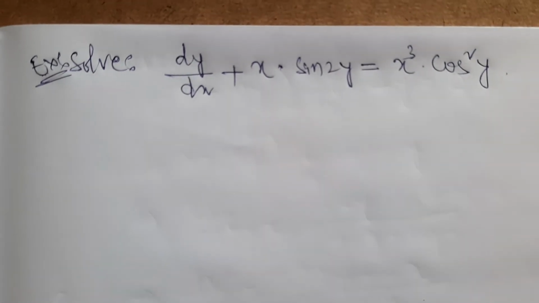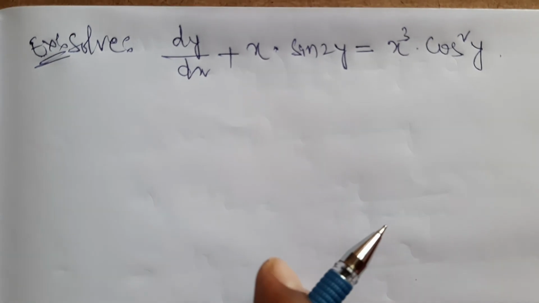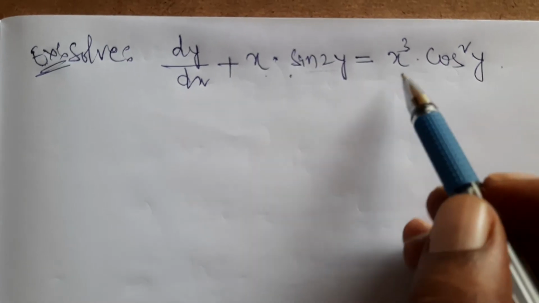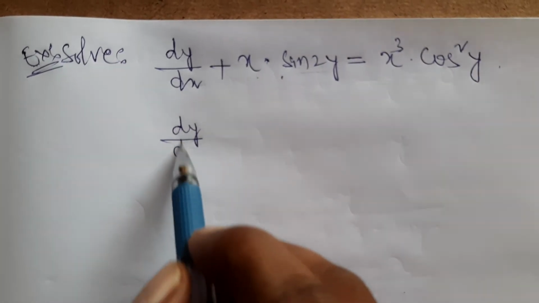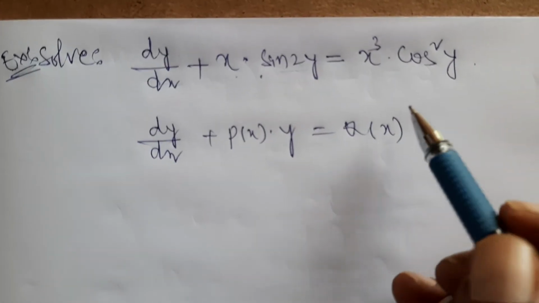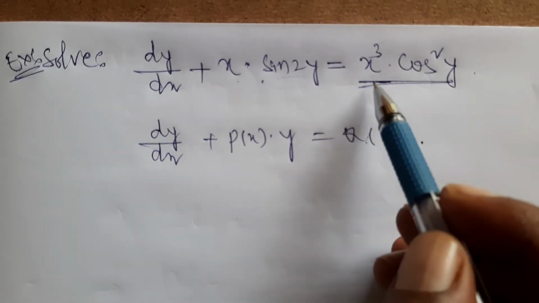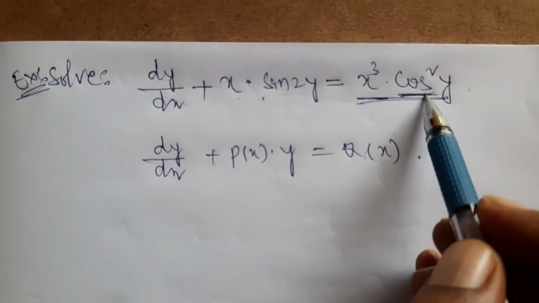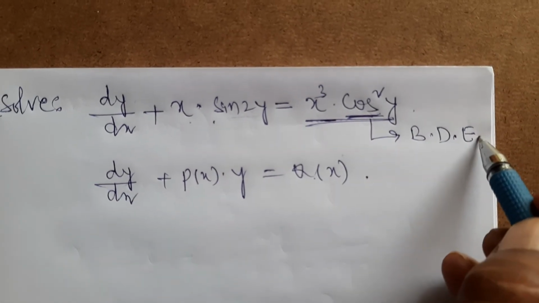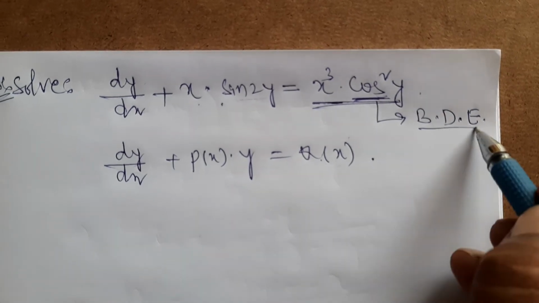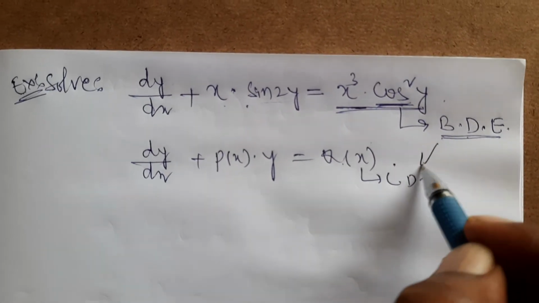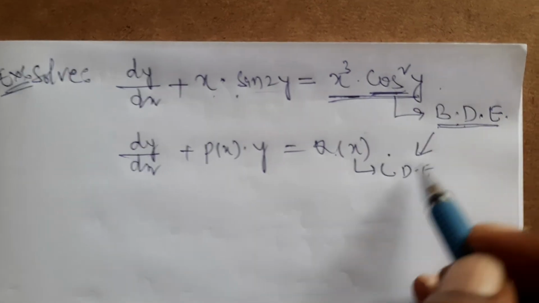If you observe this, it is in the form dy by dx plus p of x into y, but y is not there here. What is the linear differential equation form? dy by dx plus p of x into y is equal to q of x. But here the right side is not a function of x alone, the y term is also there. So this is the Bernoulli's differential equation. Now our aim is to convert this Bernoulli's differential equation into a linear differential equation. How do I convert it?